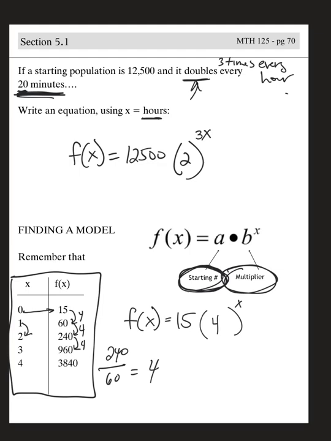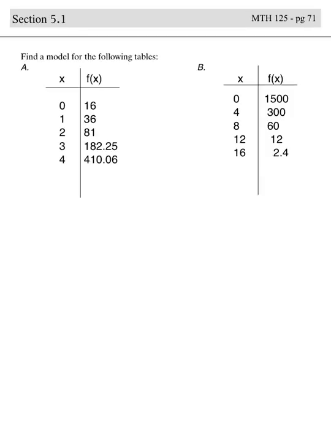Okay, so let's look at the next page. You're asked to find the models for the following tables. Remember, both times you're going to use the setup for starting population and multiplier. So I always write this out first.